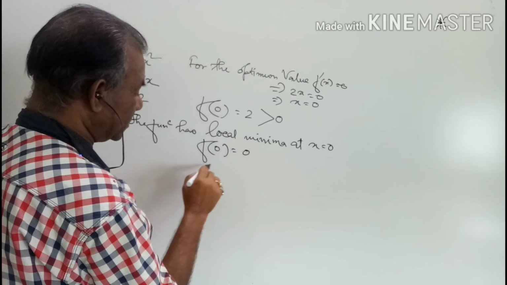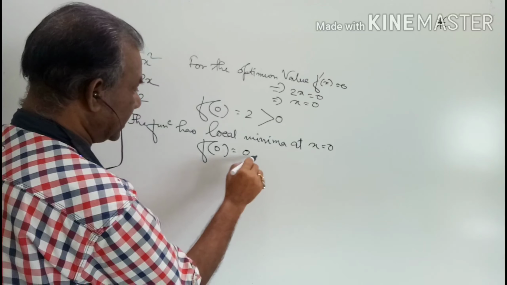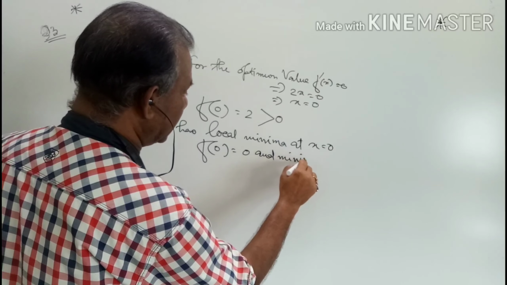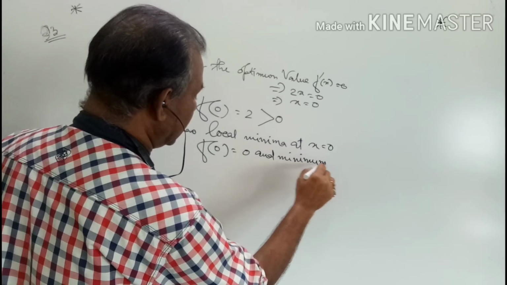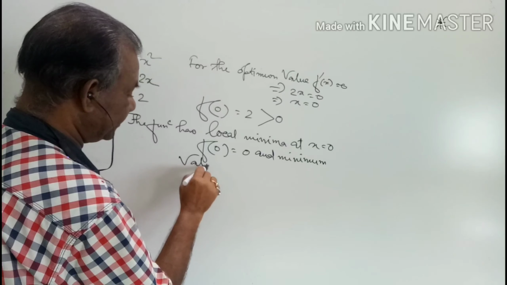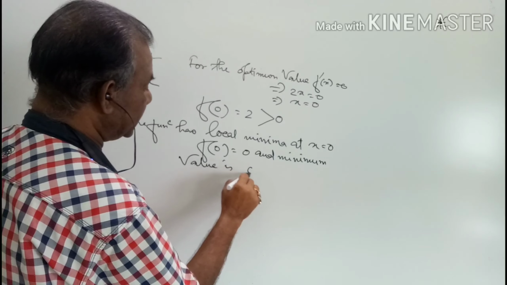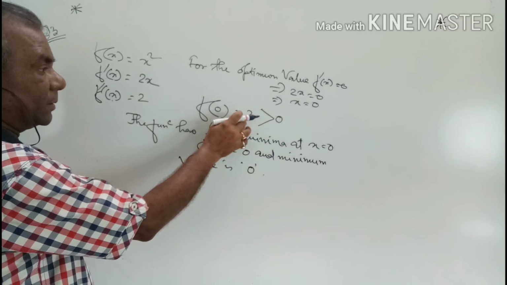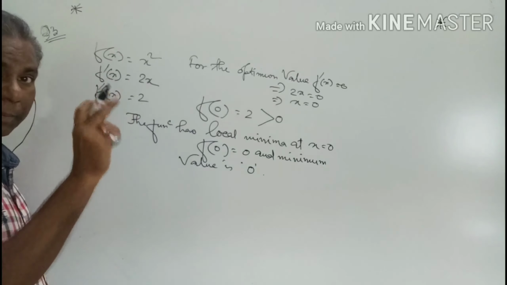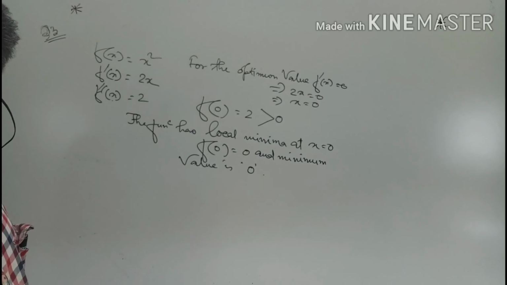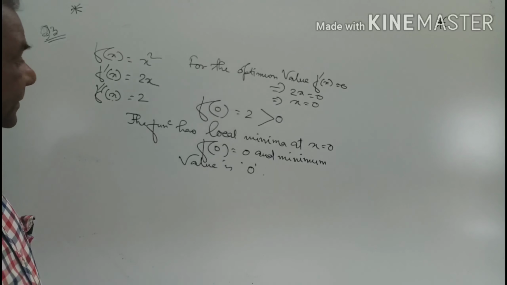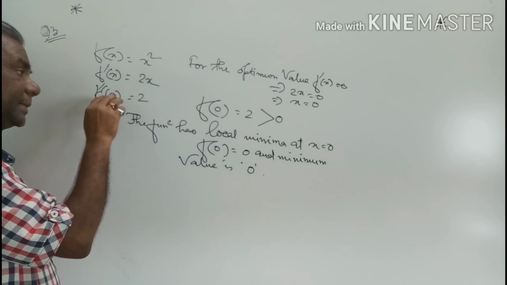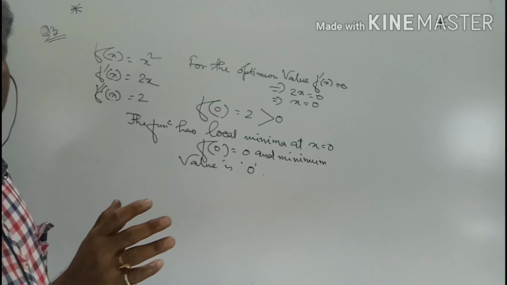So the minimum value is 0. This is not the minimum value, it is a testing point. Double derivative test. Don't consider this as a minimum value. It is just for checking whether it is a maxima or minima.